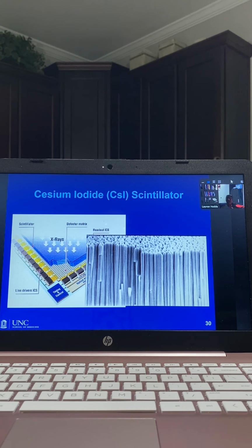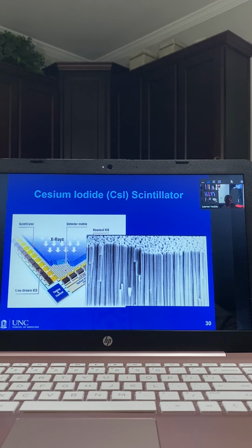You may also hear it referred to as a needle phosphor because it looks like a needle. So either columnar, structured, or needle. And cesium iodide is artificially grown in labs. So it is grown to look like this.